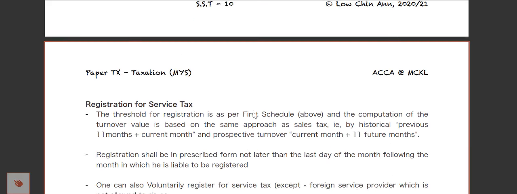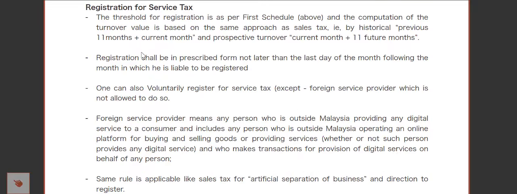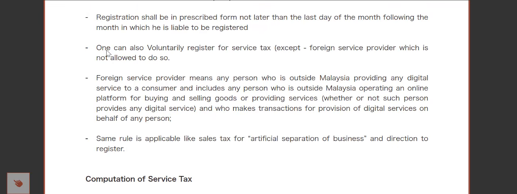Now let's go back to some of the basic concepts. Registration is the same. You have to look at historical sales, you have to look at prospective sales. You can also do a voluntary registration, so I'm not going to explain it, it's the same thing.